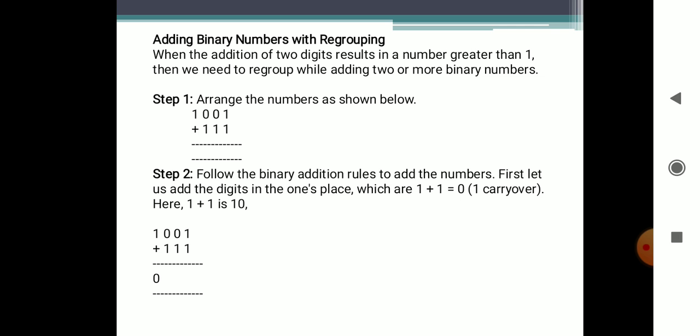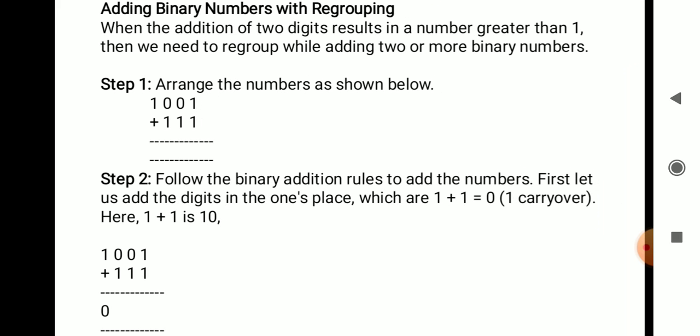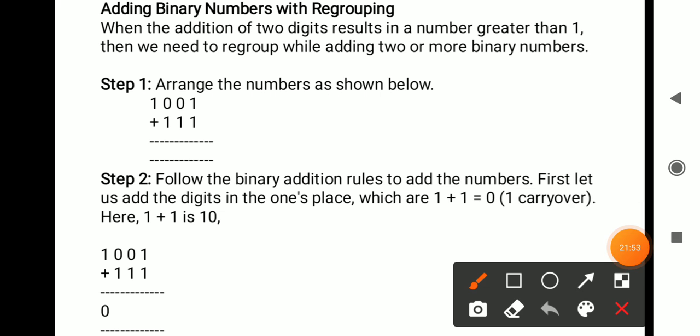the numbers. So here see another example of adding 1 0 0 1 with 1 1 1. As we have seen in the previous example, first arrange the numbers as per the place values and then apply the binary addition rules. Here, starting from the rightmost side, the rightmost bit of the first number is 1 and the second number is 1. So we start adding the digits 1 plus 1.